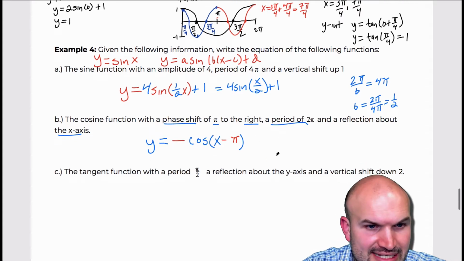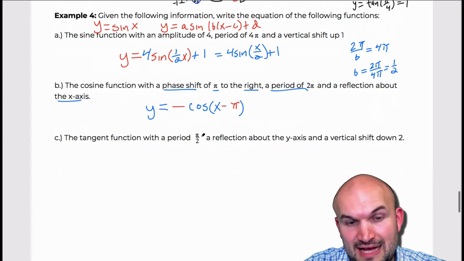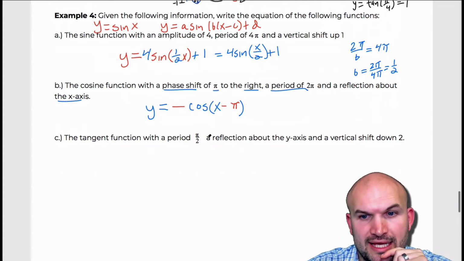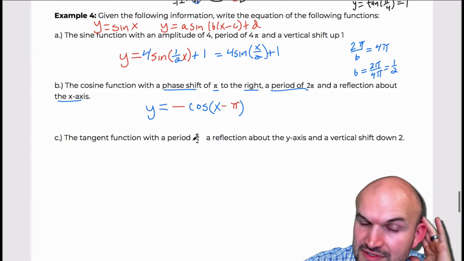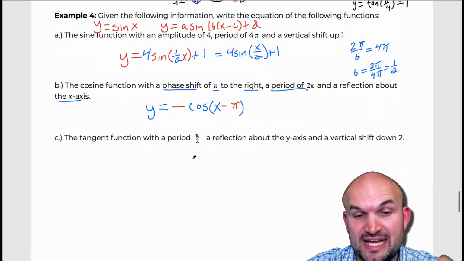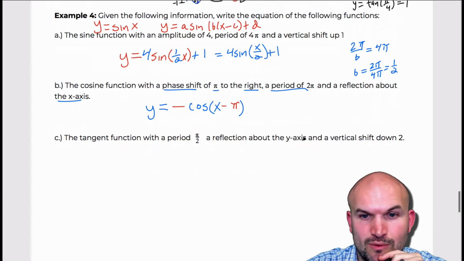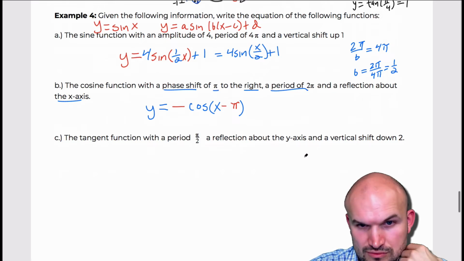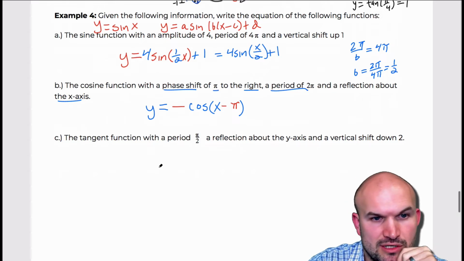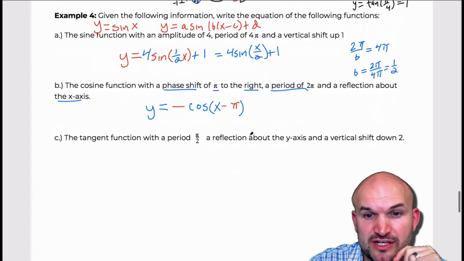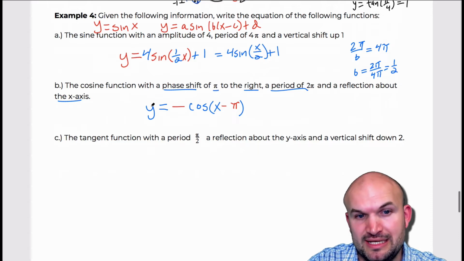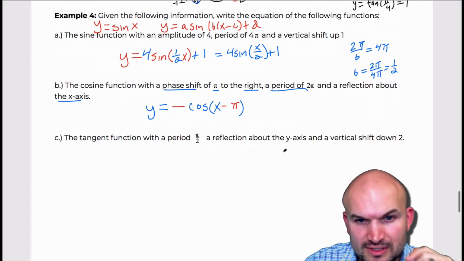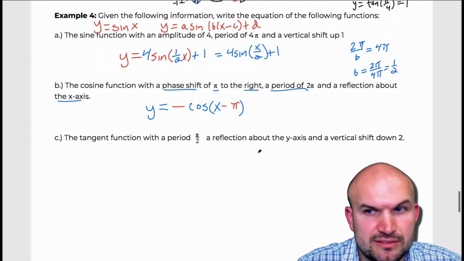Last one is the tangent function with a period of pi halves. Now that's different, right? Because when we have a period of pi halves, the original period of tangent is pi. It has a reflection about the y-axis and then a vertical shift down 2. Okay, so let's see here. We have a reflection about the y-axis, which is different than a reflection about the x-axis. So let's write this in here.